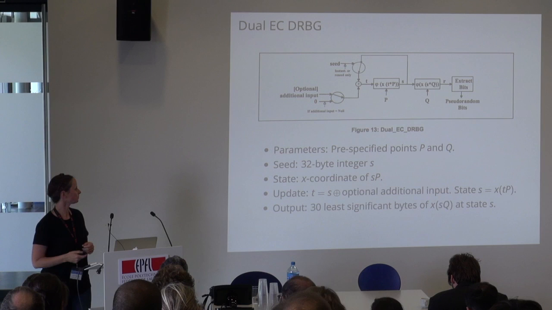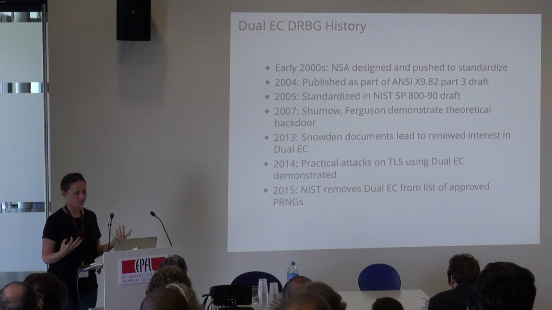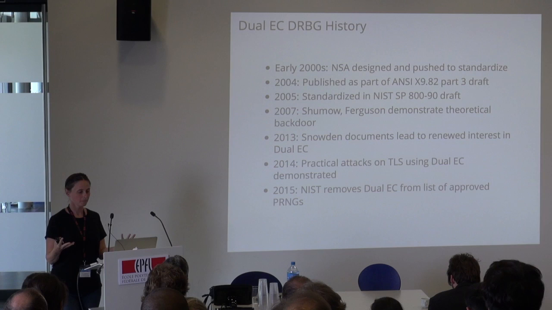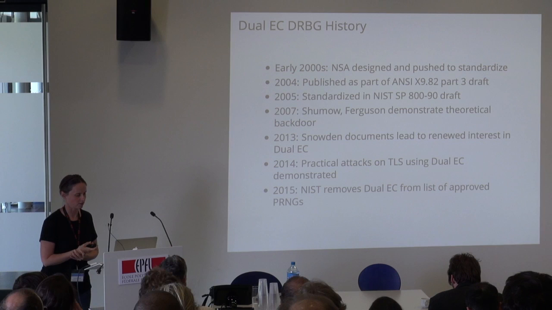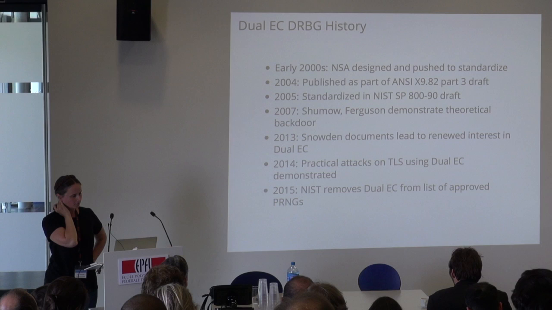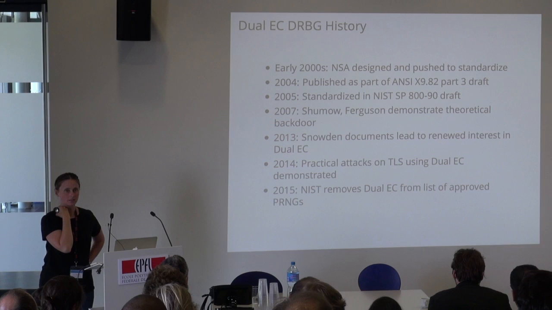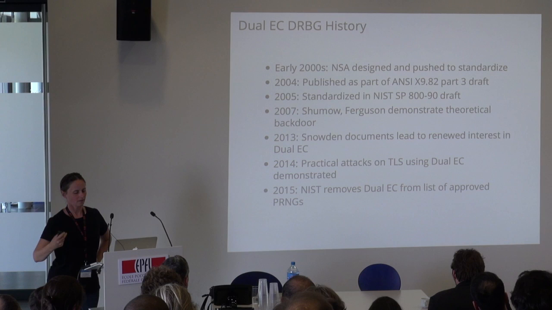Okay. The reason that we care about this algorithm design is because it has a quite interesting history. In the early 2000s, the NSA designed this algorithm and pushed this algorithm towards standardization. It was published as a couple of drafts. It was published in an ANSI RNG draft. It was standardized in NIST SP 800-90, so this random number generator draft that I keep mentioning. In 2007, at the Crypto rump session, Dan Shumow and Niels Ferguson demonstrated that there was a theoretical backdoor in this design, that if somebody controlled the generation of the parameters, a state recovery attack was possible.